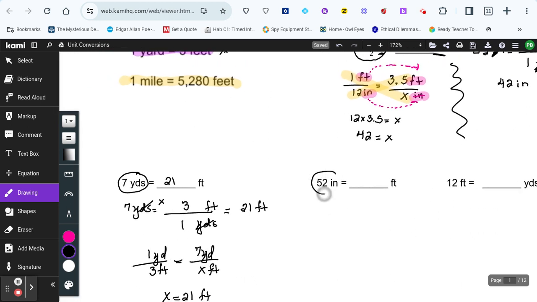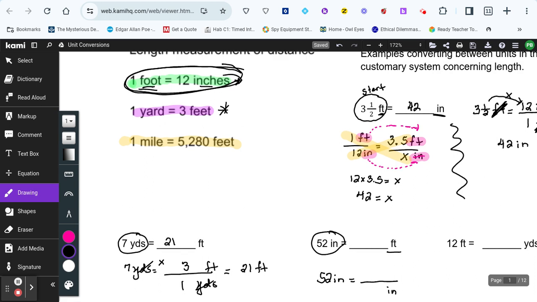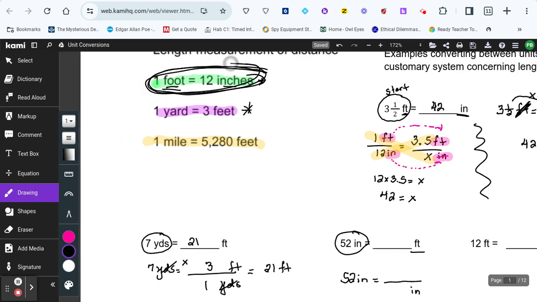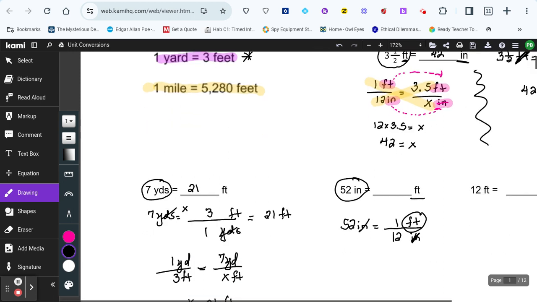All right. I'm going to start with 52 inches. And I know I want inches in my denominator. I need something dealing with inches and feet. So I'm going to go back up here. This is dealing with inches and feet. So I know that 12 inches equals 1 foot. These inches will cancel, and I'm left with feet. But instead of multiplying, I can only multiply 52 times 1, which is 52. But I have to divide by whatever is in the bottom. So basically, I'm going to take 52 and divide it by 12. And that's going to give me 4.3 feet repeating.